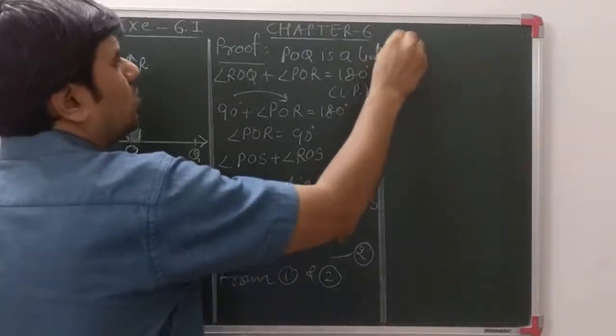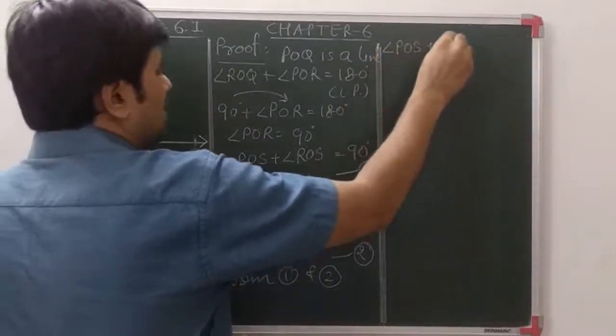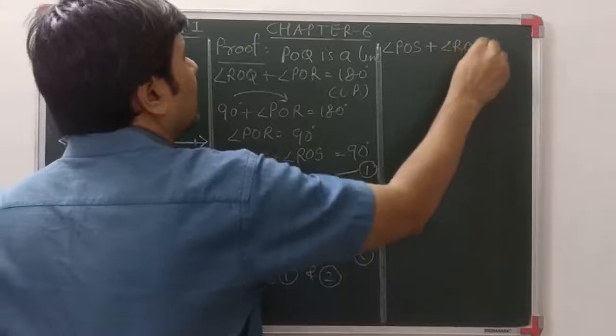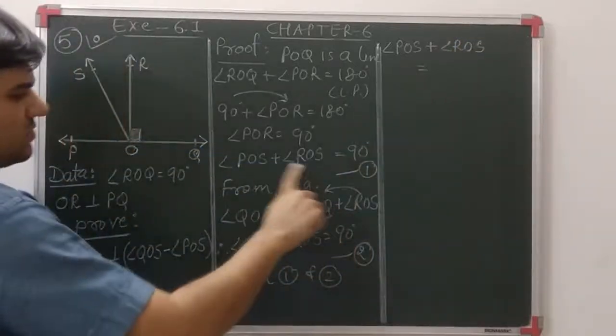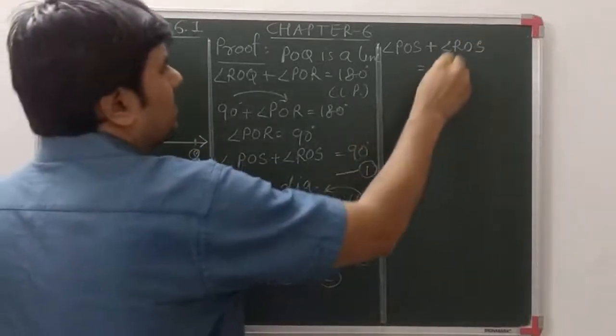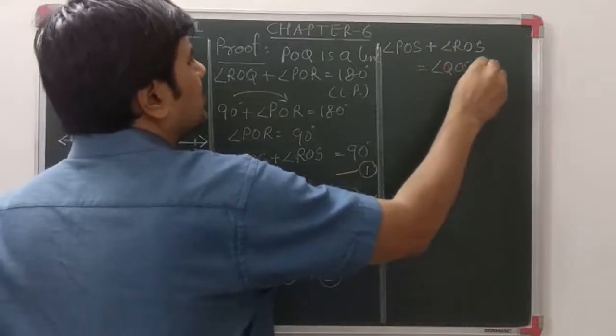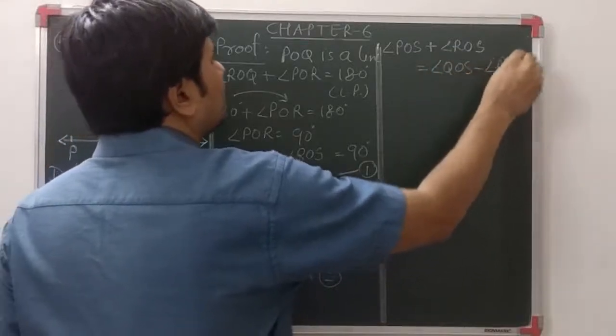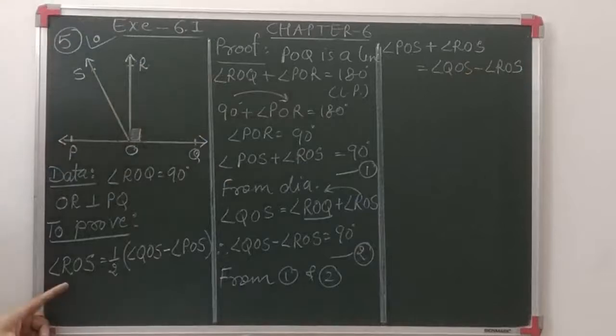So POS plus ROS, this is the left hand side of equation 1, is this QOS minus ROS. Now we'll come to the proof again.